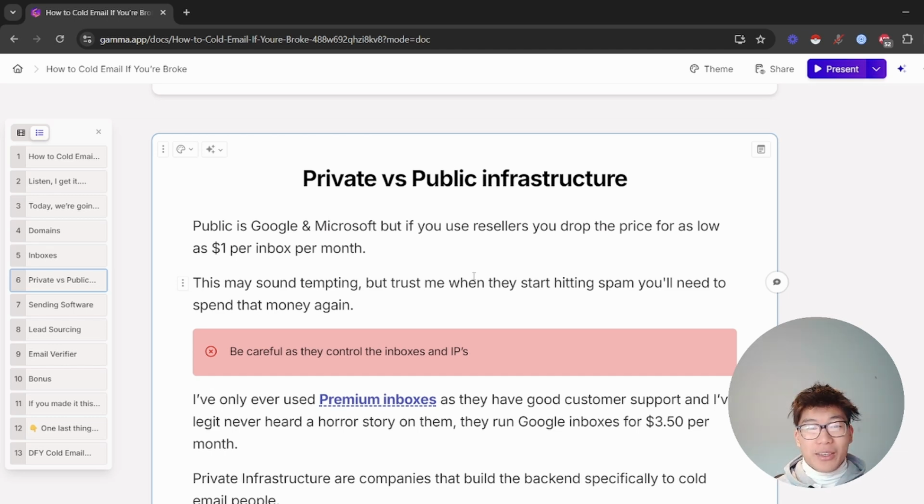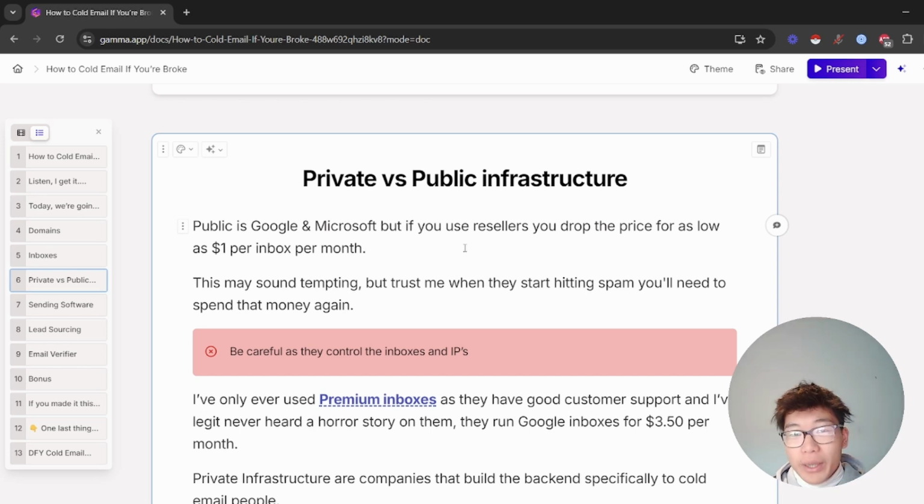But generally, Google and Microsoft will never be going anywhere. Like Gmail and Outlook, who's going to get rid of them? 90% of the world is on them, right? So when you run Google and Microsoft, there are a few benefits: you get the dependency of the fact that they're Google and Microsoft. And when you're contacting different providers, or even if you're going Google to Google, you have a better chance of landing inside the inbox.